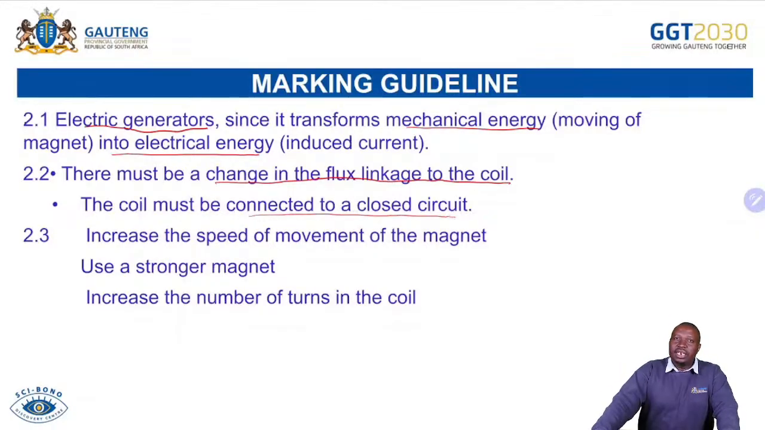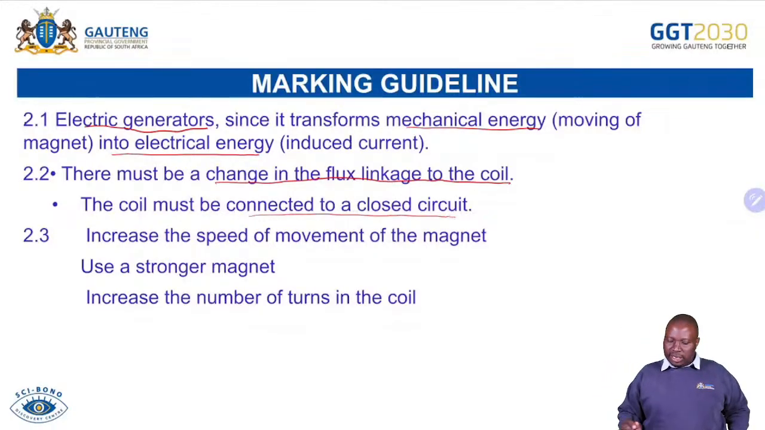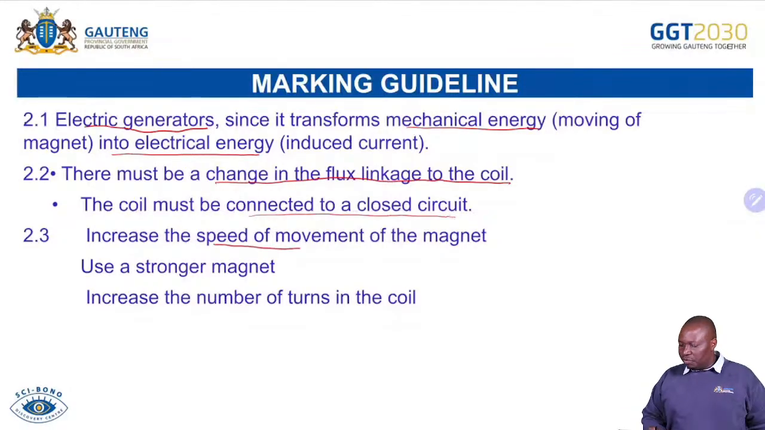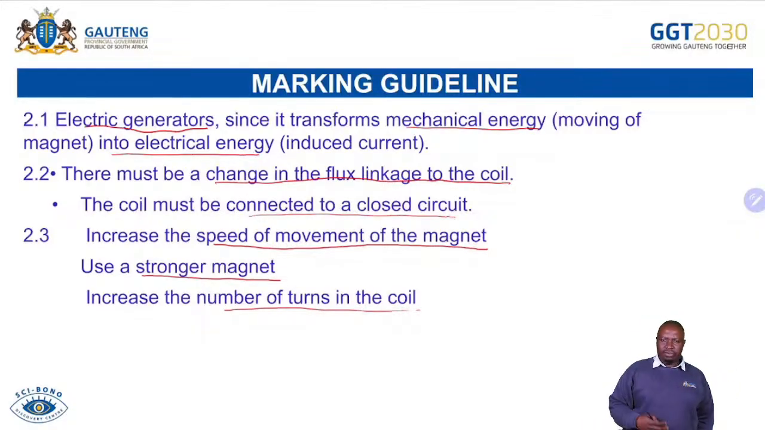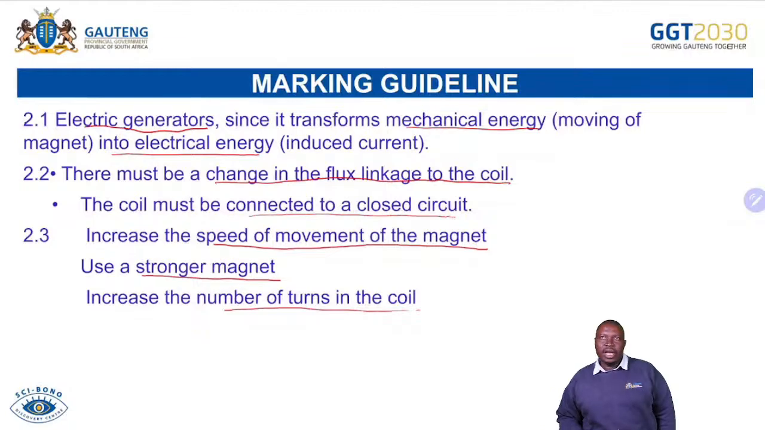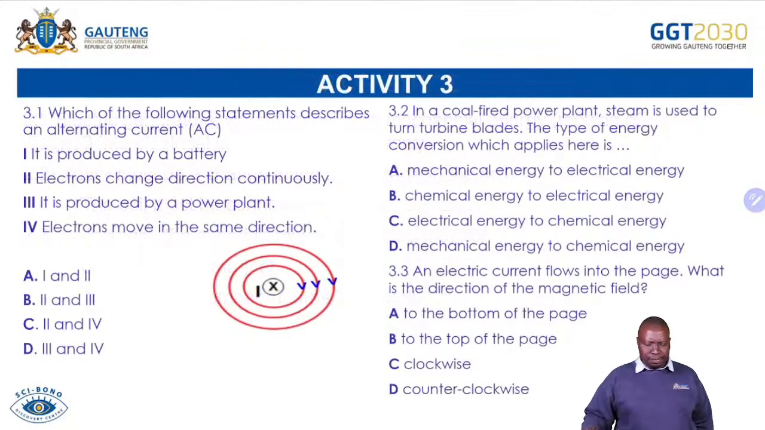And then to increase our induced EMF or induced current, there must be an increase in the speed of movement of the magnets. We must use stronger magnets. We must increase the number of turns in the coil. Please always remember that if you get that question in the exam, you are able to respond to that type of question. Now, activity 3 there.